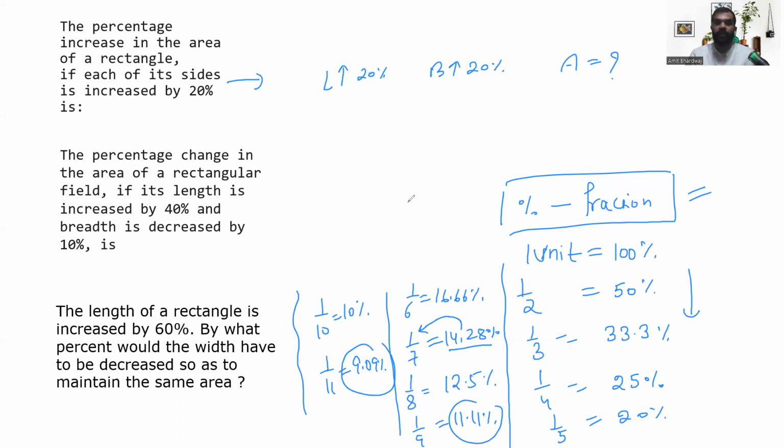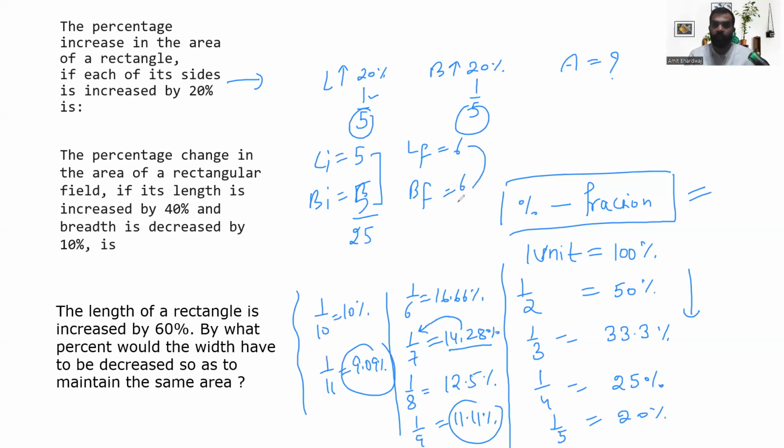It's quite important. So 20% we know it's 1 by 5, 20 by 100. This is also 1 by 5. So how can we apply this logic? If we are assuming initial length is 5, we are assuming the denominator is the original value and the numerator is the change in this. So final length, let's say 6. Initial breadth, let's say 5 according to the data. So final breadth should be again 6, right?